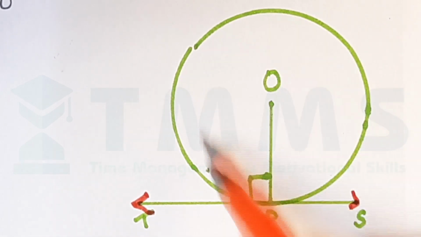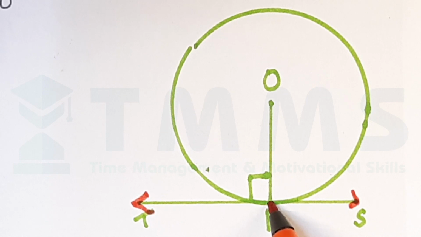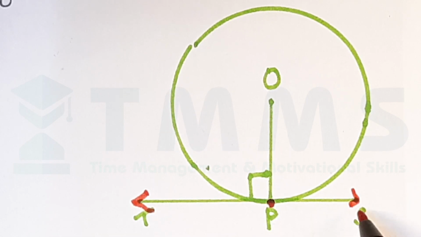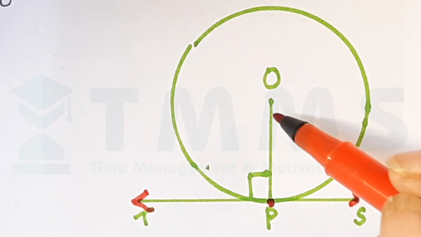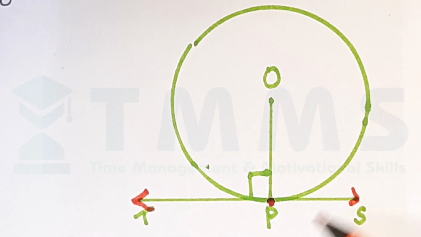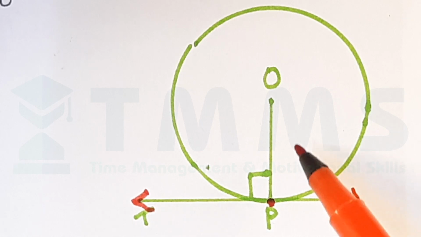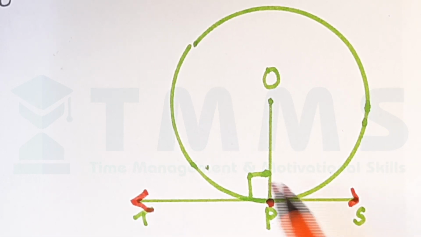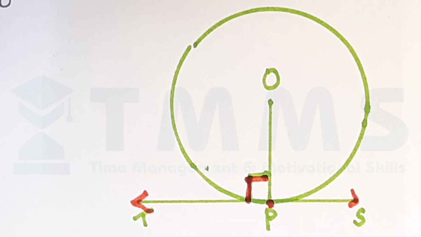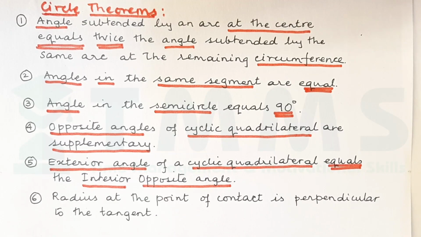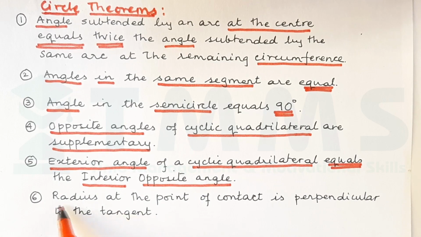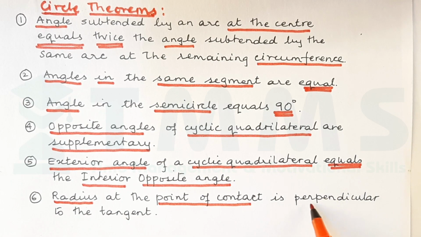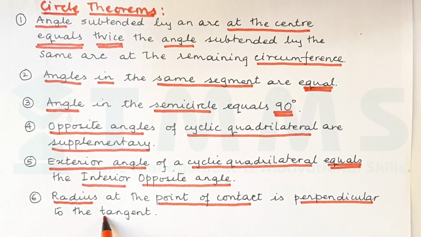Now let us come to this circle and we will see this TS is a line which is touching this circle at one point, which means TPS is a tangent and P is the point of contact, and OP is the radius at the point of contact. And what is the relation between the radius at the point of contact and the tangent? It is perpendicular to the tangent. So we come to the sixth theorem. The radius at the point of contact is perpendicular to the tangent.